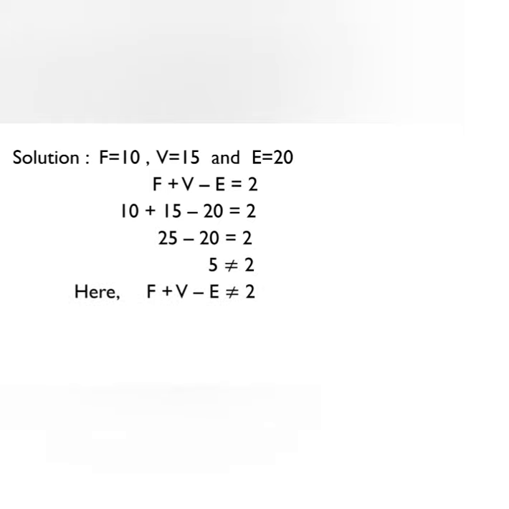For solution, you know that here number of faces are given 10, number of vertices are given 15, and number of edges is given as 20. Euler's formula, let's write F plus V minus E equal to 2. Putting the number of faces, vertices, and edges, we get 10 plus 15 minus 20 equal to 2. That is 25 minus 20 equal to 2. That is we will get 5, which is not equal to 2. Hence F plus V minus E is not equal to 2. Here you can see that left hand side is not equal to right hand side. Thus such a polyhedron is not possible.